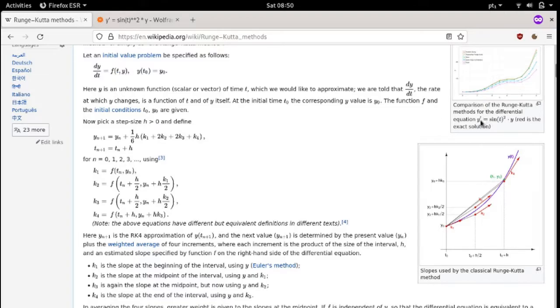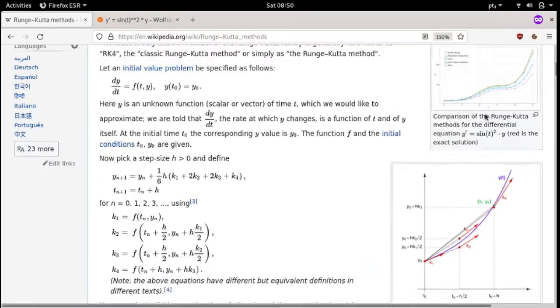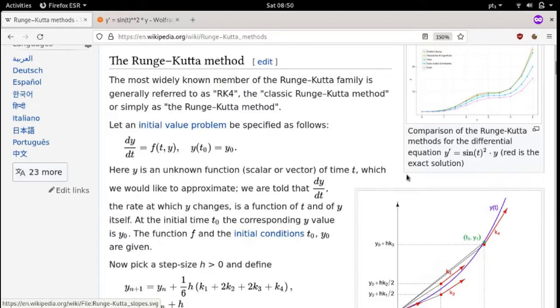So for example, in this equation here, let me just increase a little bit the size here. In this equation here, you can see that y here is dy/dx, this y prime here, and the function here, the f function here, is sine squared of t times y. So we're going to solve this in C.